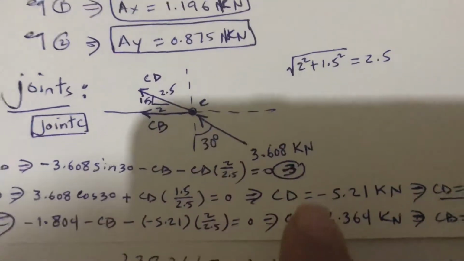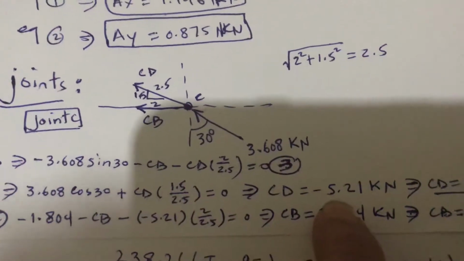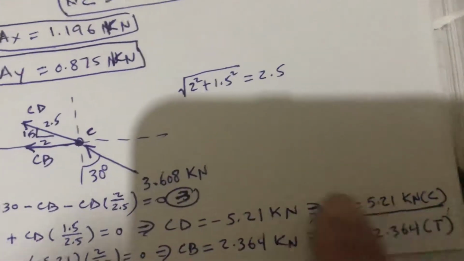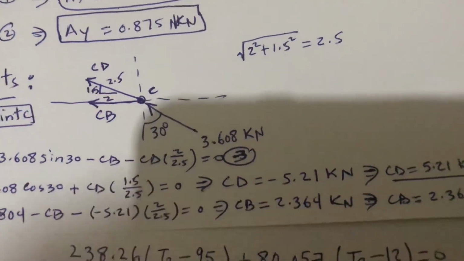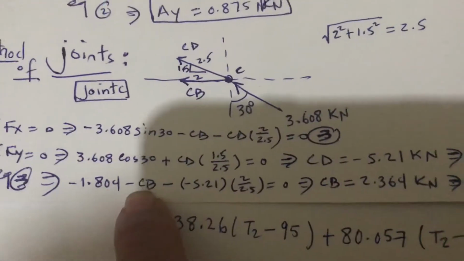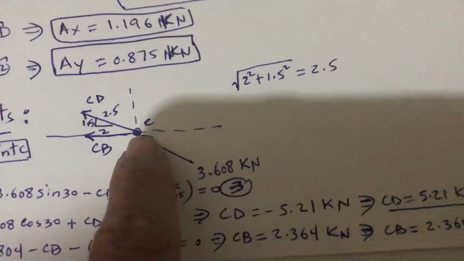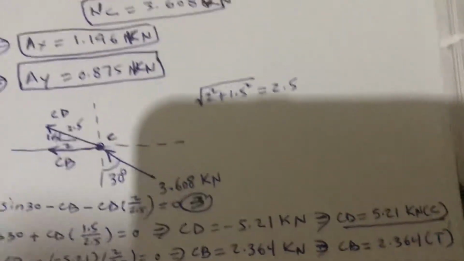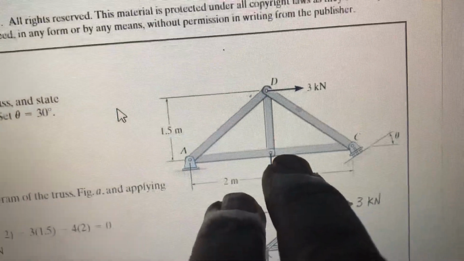Since we assumed tension, let's put CD here as minus, because the compression is the corrected one. So we should put minus 5.21 here instead of CD to find CB. We put minus 5.21, and you could find CB. CB is equal to 2.364. It's plus this time, so our assumption was tension. It is still tension, 2.364. So now we found CB and CD. Now, what is next?